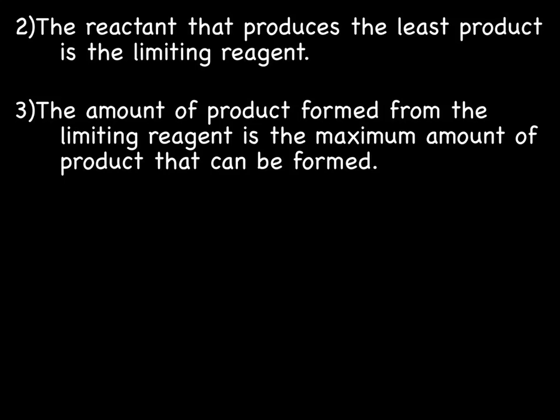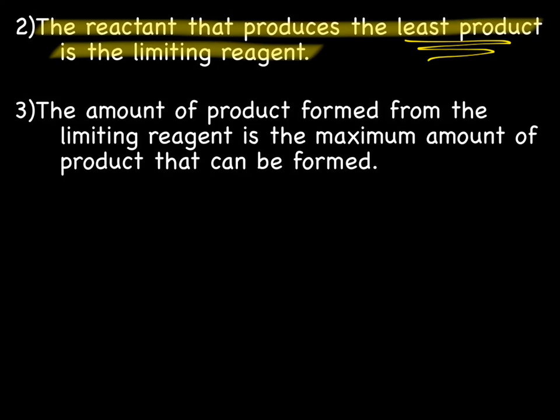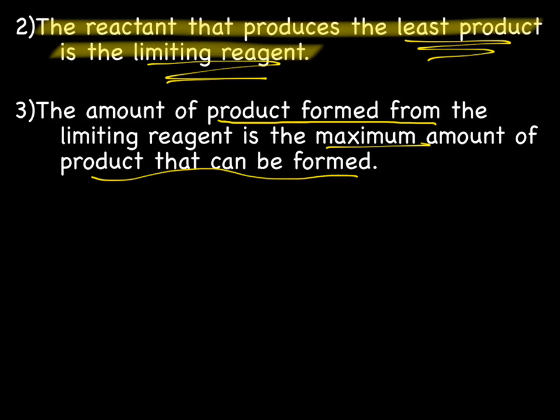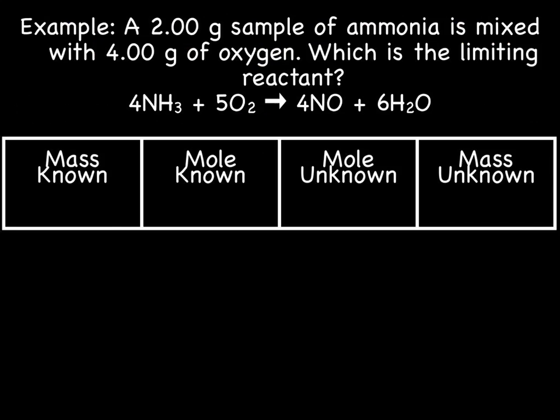So how do you know which one is the limiting reagent or reactant? Well, the reactant that produces the least product is the one that's limiting. And the amount of product formed from the limiting reagent is the maximum amount of product that can be formed. We just went through a whole bunch of definitions there. The next step is to try this.